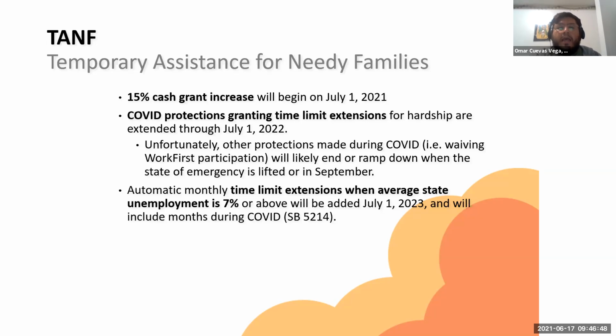Another bill that was passed, and this was sponsored by Senator Wynn in the 34th Legislative District, was tying some of these time limit extensions to when the average state unemployment rate is about 7% or higher. This will be instituted on July 1st of 2023. We see this as a work in progress.